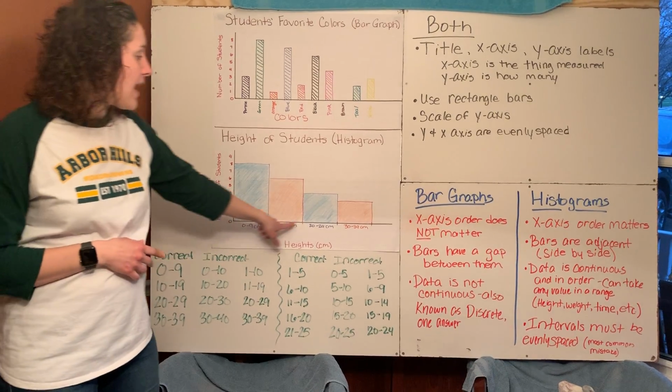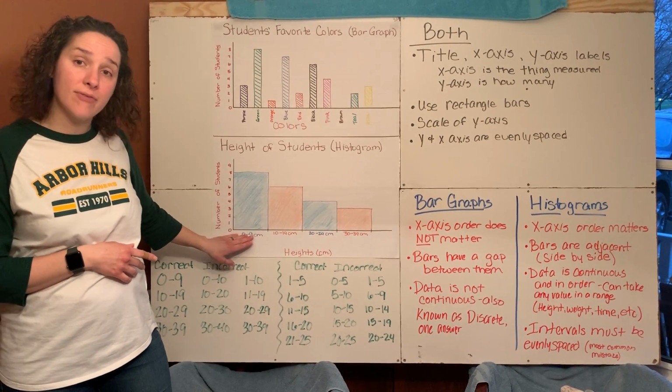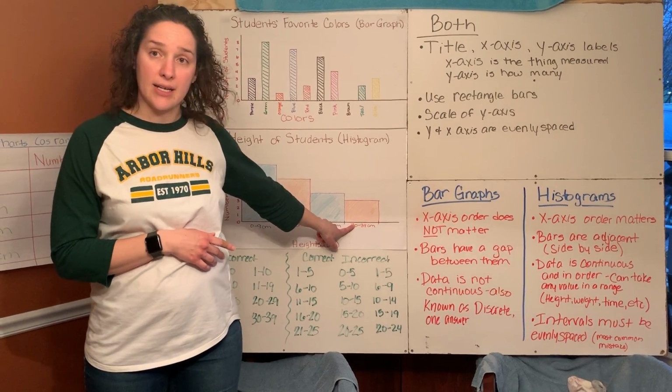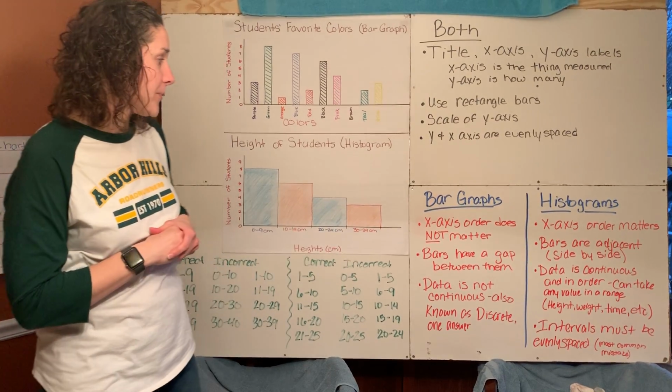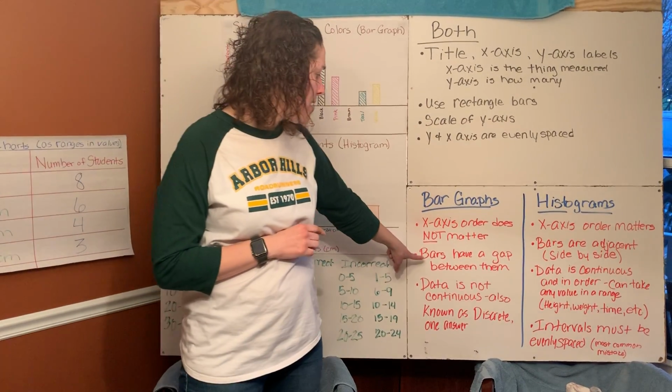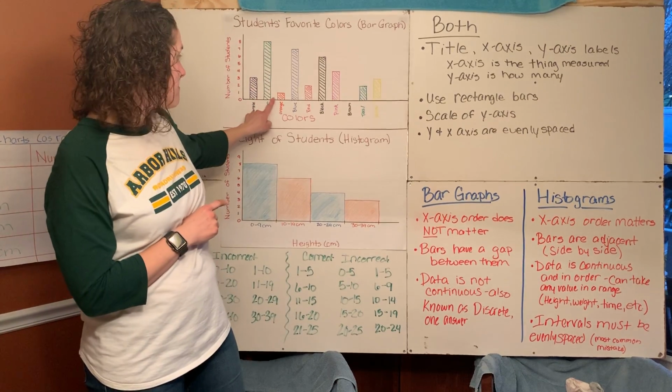When I'm talking about the heights of the students, they have to go from least to greatest. They have to be in that order. In a bar graph, the bars have a gap between them.